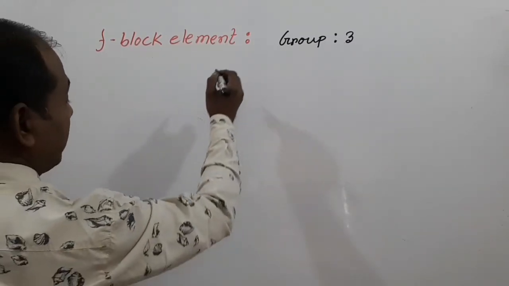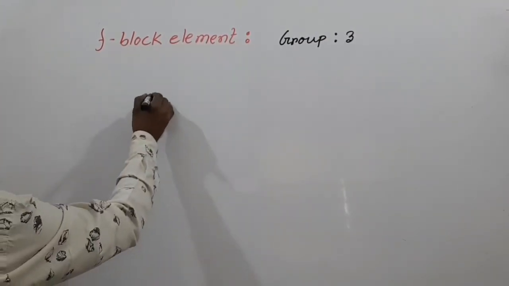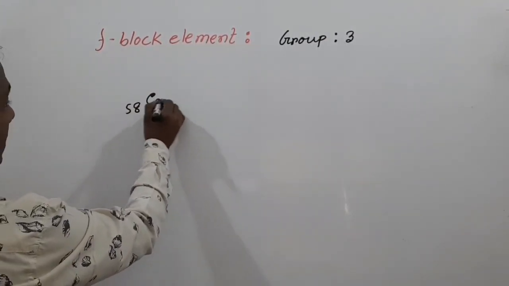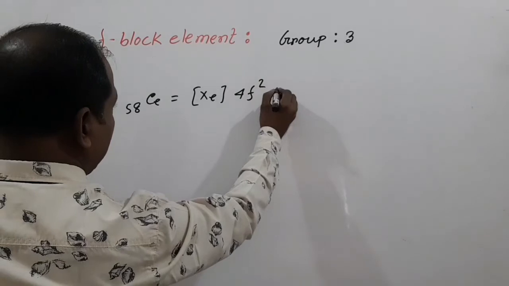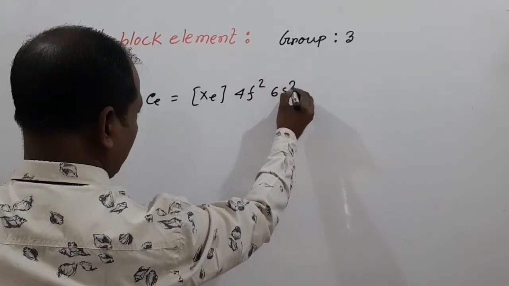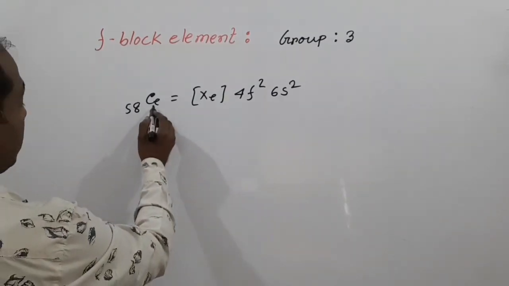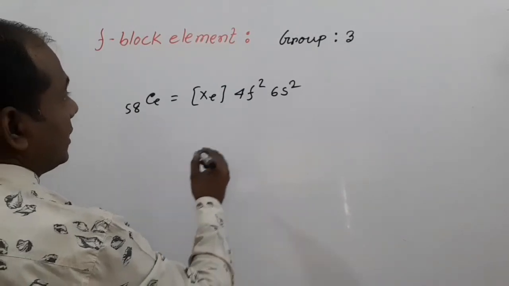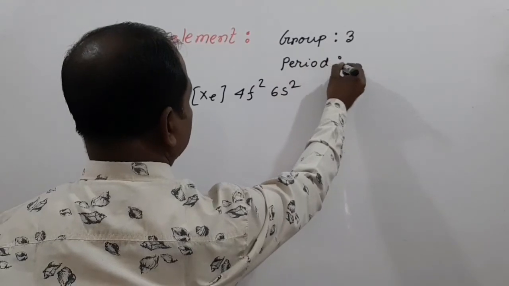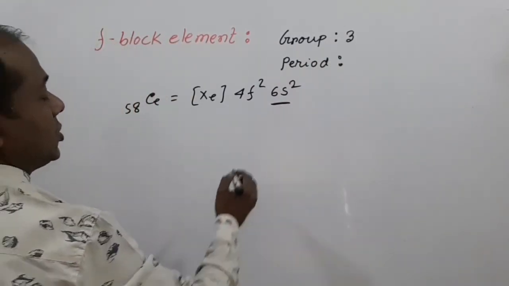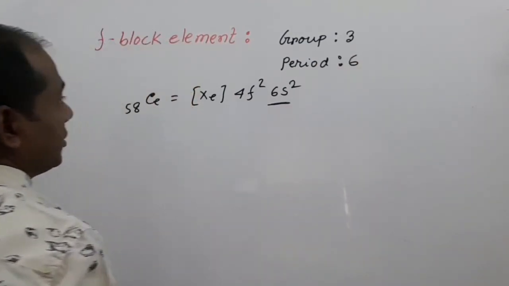My dear students, for f block elements, for example, we discuss cerium 58, electronic configuration xenon 4f2 6s2. So my dear students, the position of cerium, that means its period, is given by the highest, that means outermost, energy level, which is the 6th energy level. So here its period is 6.